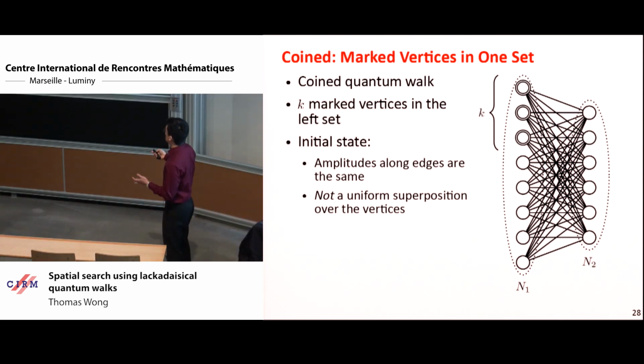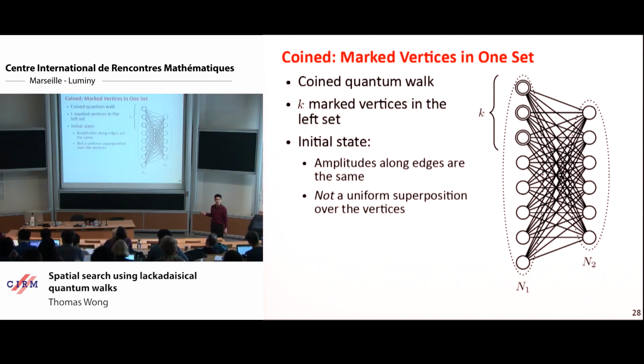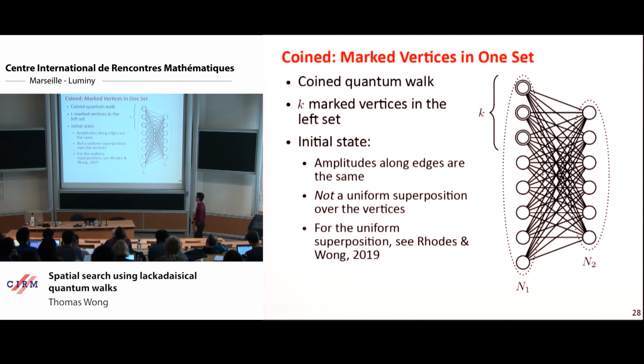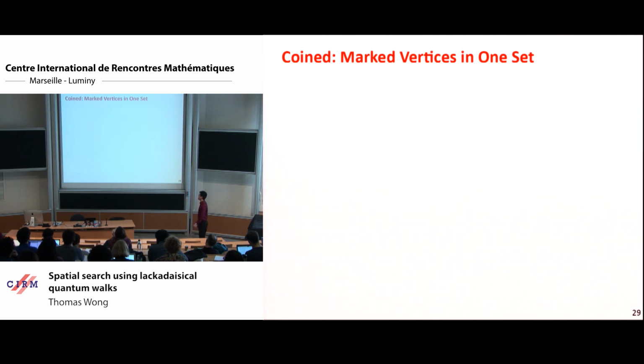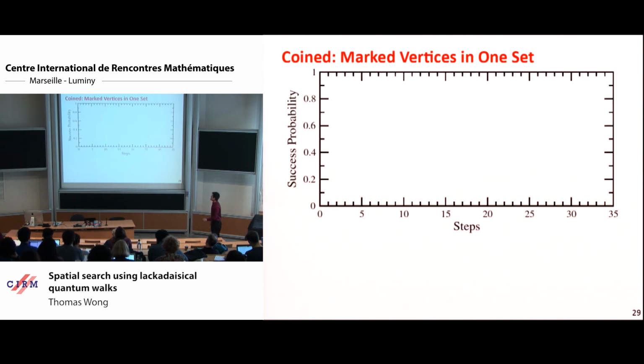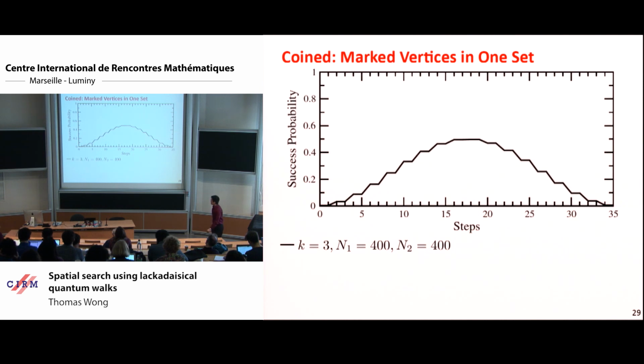If you're curious how the initial state evolves if you are in a uniform superposition over all the vertices, you can check our paper. But this case that I'm going over here is cleaner, so that's what I'll talk about. Here are some simulations of that. Say you have three marked vertices in the left set, which has 400 vertices total, and say the right set also has 400 vertices.